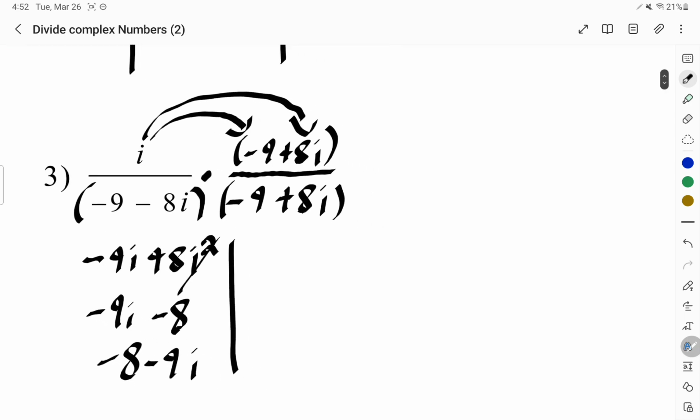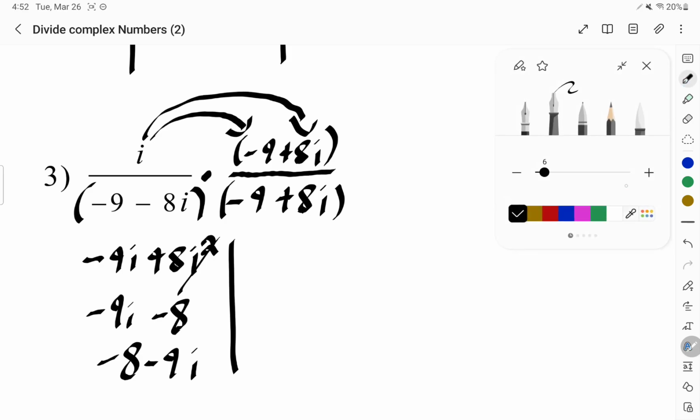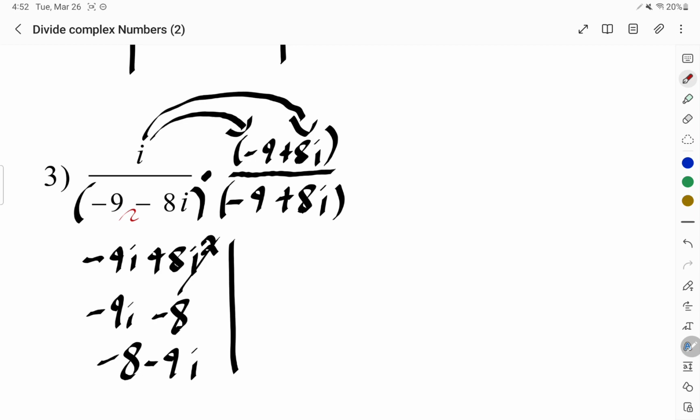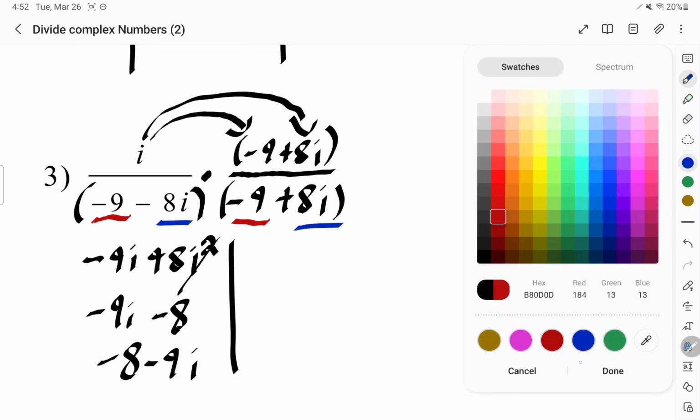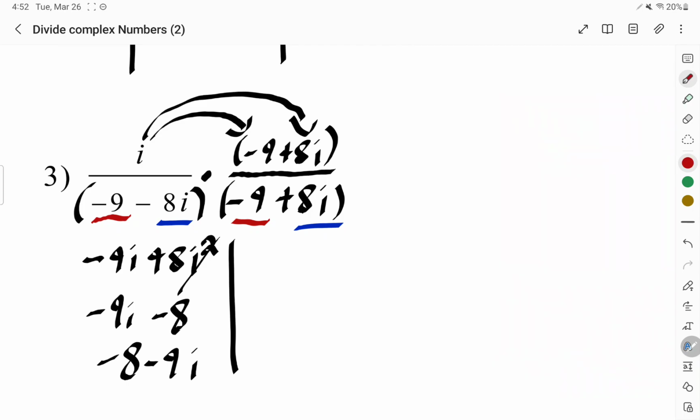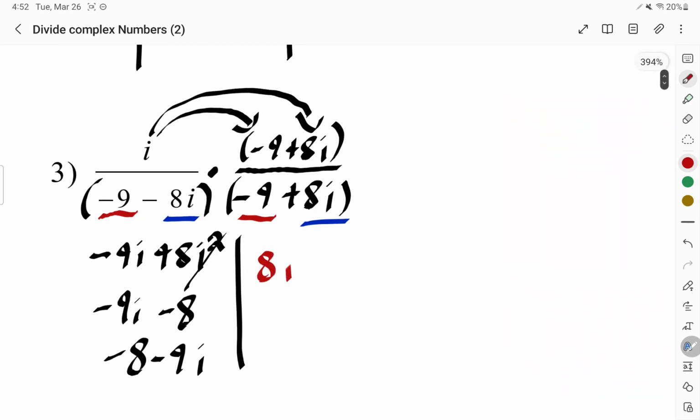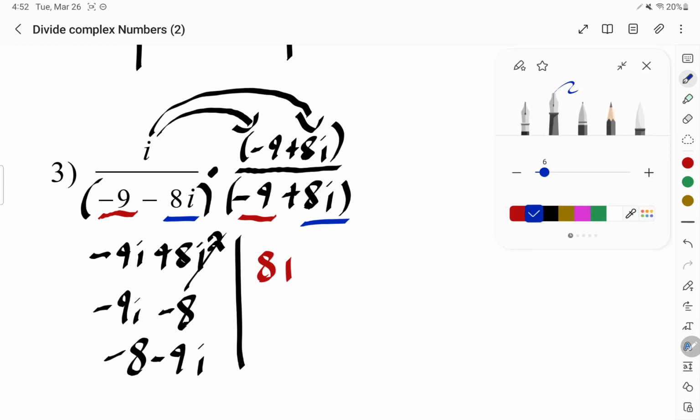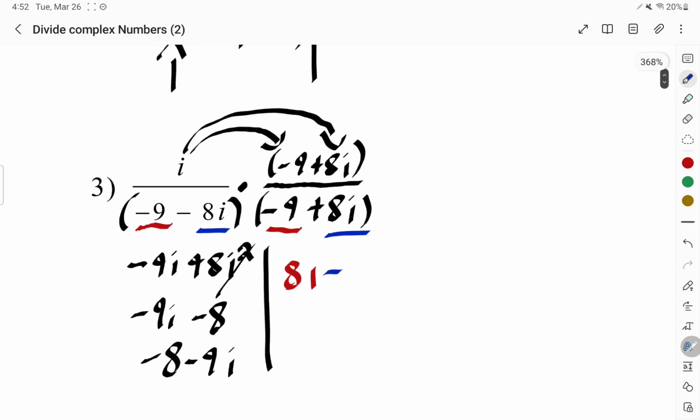Now let's do the bottom part. Now there's a tiny little trick that you can do. This only works if you do the bottom part, okay? Whenever you're dividing complex numbers, you can do this. It's a little bit of a shortcut. It's not saving a lot of time, just one operation. So all I'm going to do is multiply 9 times 9, and then multiply 8 times 8. So let's start with 9. 9 times 9 is going to be positive 81. Now 8 times 8 is going to be 64. But in this case, negative 64.